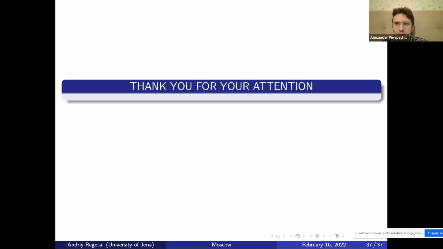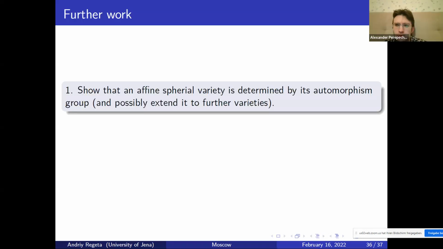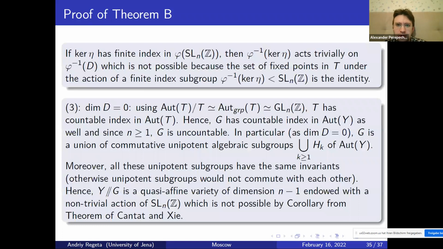Well, I have two small questions about the proof, if you allow it. Please, sure. Okay, Andriy. If you go two pages before, here you have unions of commutative algebraic unipotent subgroups, and you say that they should have the same invariants, otherwise they would not commute with each other.